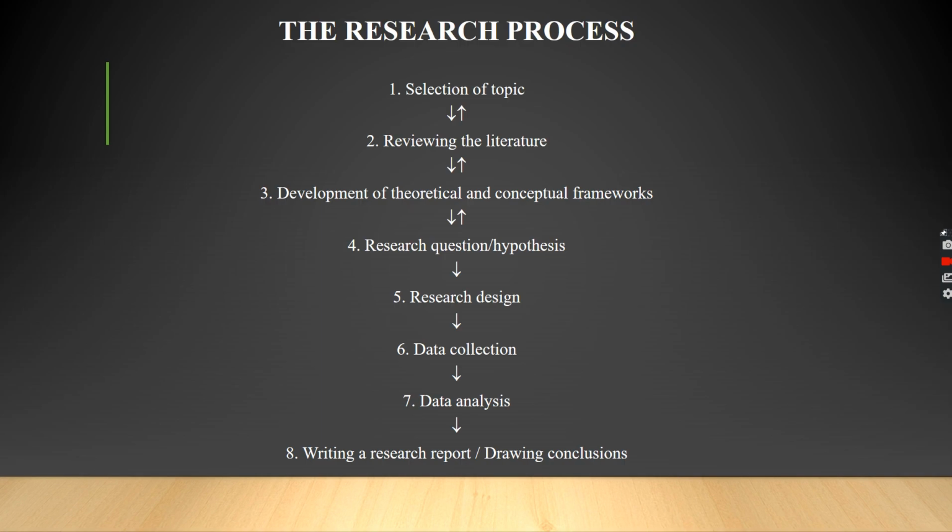So this is basically the research process, a simplified version. These are the general 8 steps in the research process model. We'll start with the selection of topic, followed by reviewing the literature, development of theoretical and conceptual frameworks, followed by research question or hypothesis, research design, data collection, data analysis, and writing a report.